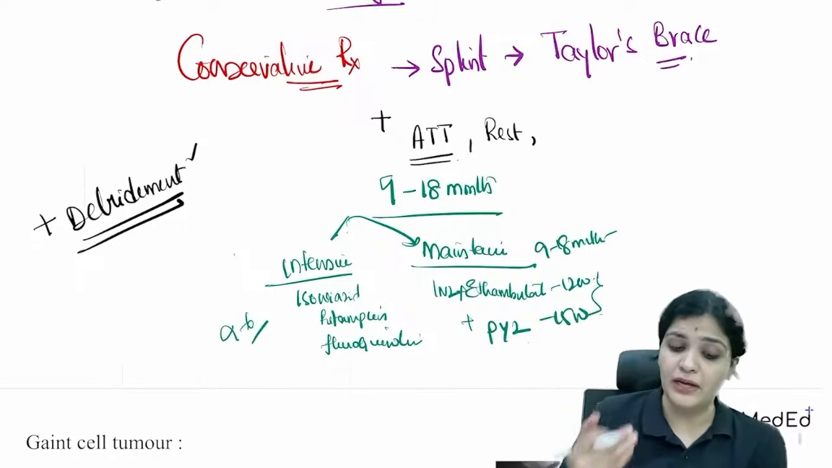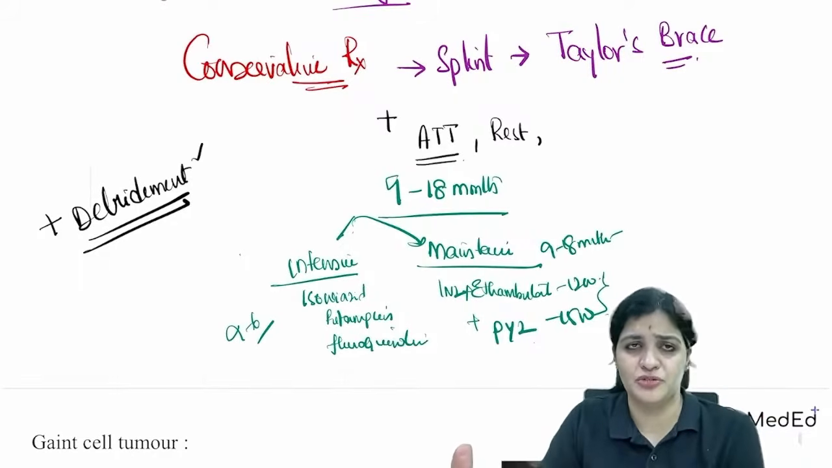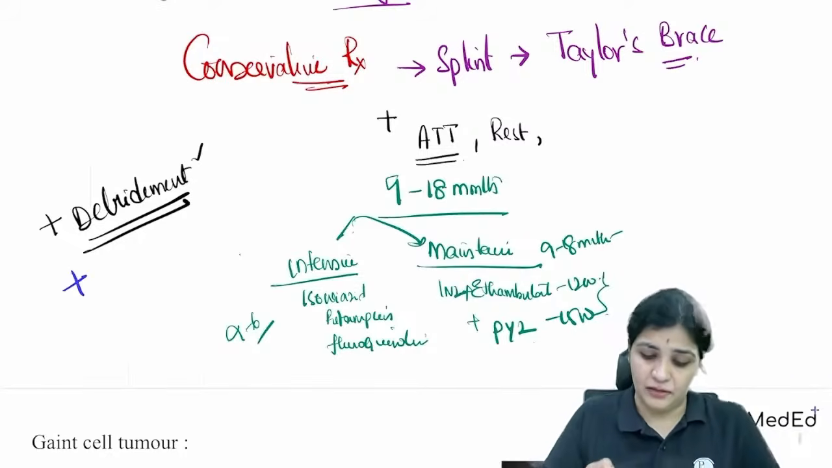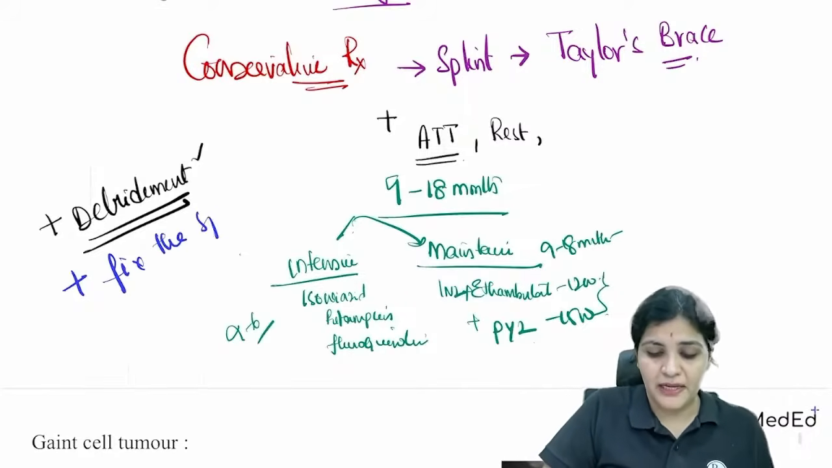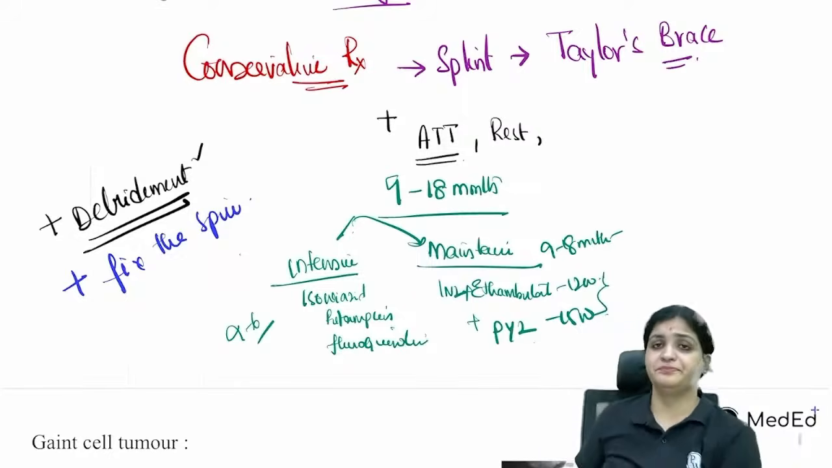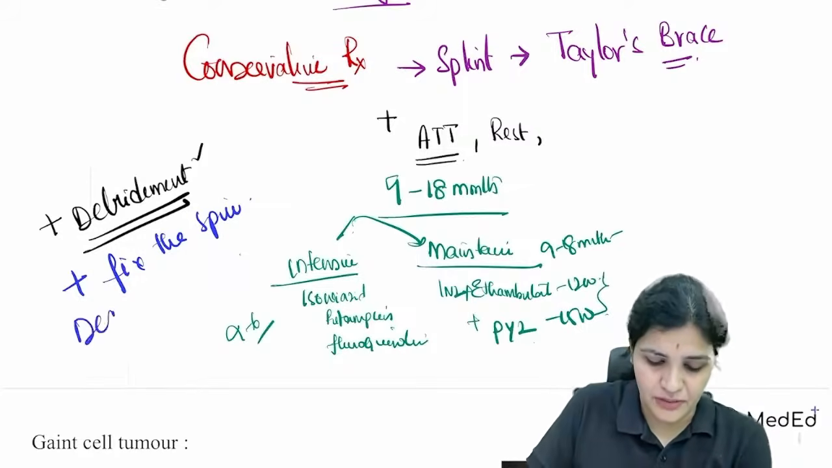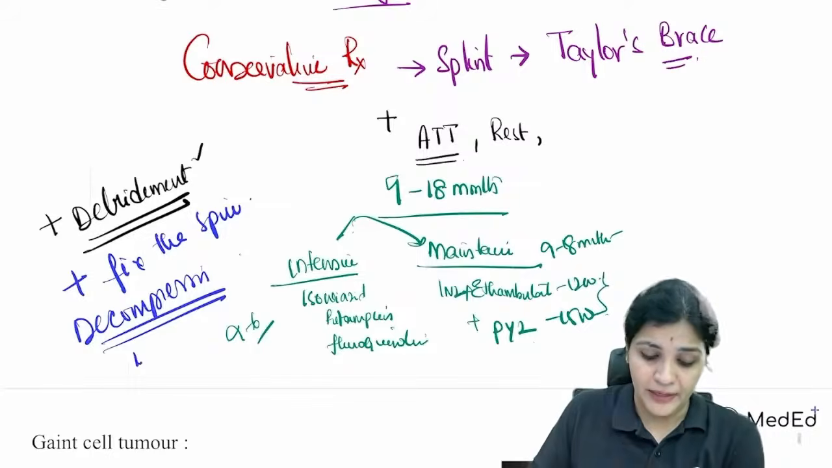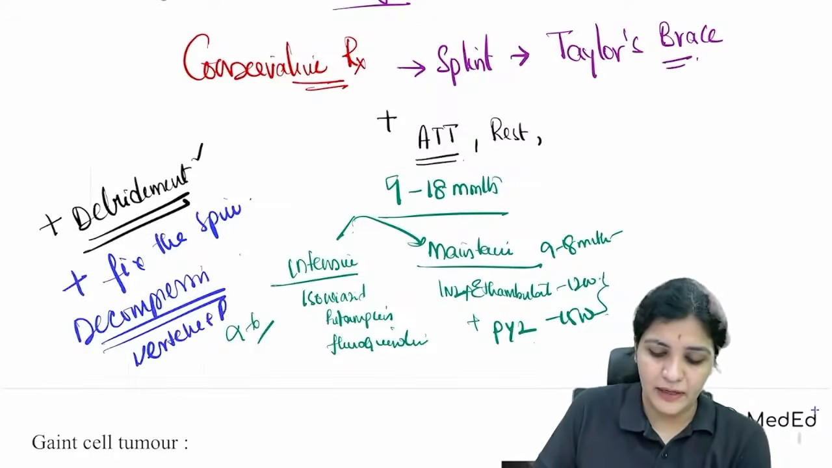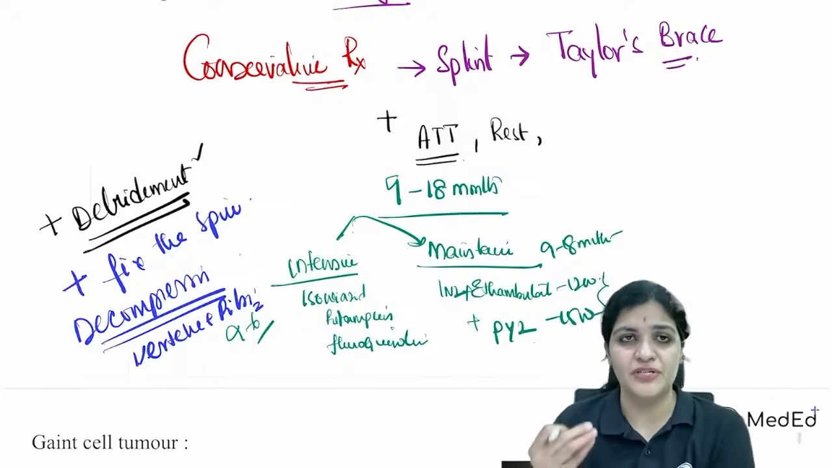Then the treatment would again be debridement, where there is a lot of pus and a lot of tissue to be removed. We debride it, and then we can give a fixation. We can always fix the spine, removing the vertebrae, so you do pedicle screw fixation with removal of the vertebrae. Sometimes for decompression you remove the vertebrae along with the ribs, which is called costotransversectomy. So costotransversectomy is the procedure done for decompression.